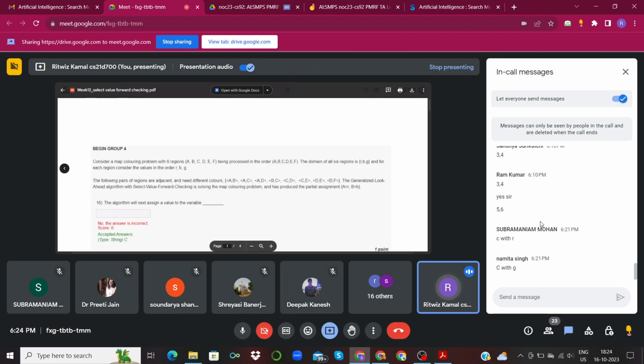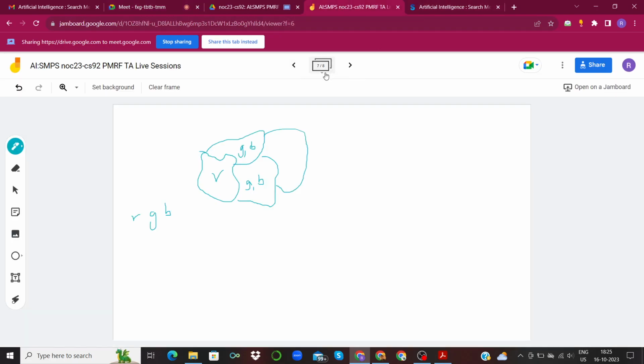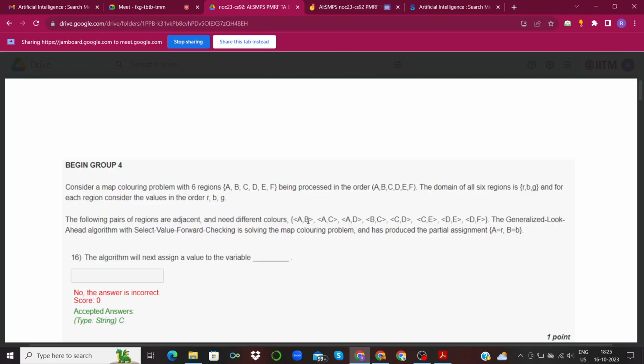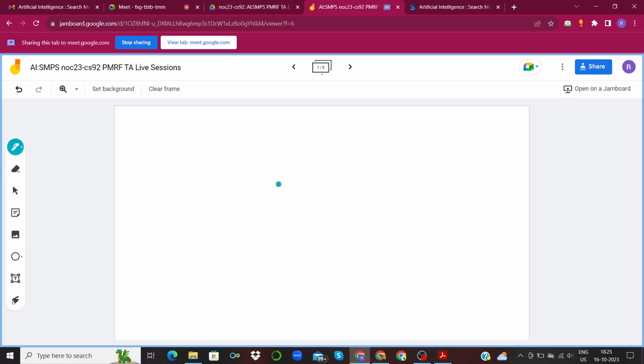All right, so I see some of you have shared partial solutions. So we can have a look at the solution now. The first thing that we can do is draw this connection diagram that is given to us, right? We have six regions, A, B, C, D, E, and F. Let's draw how each of these are connected to each other.